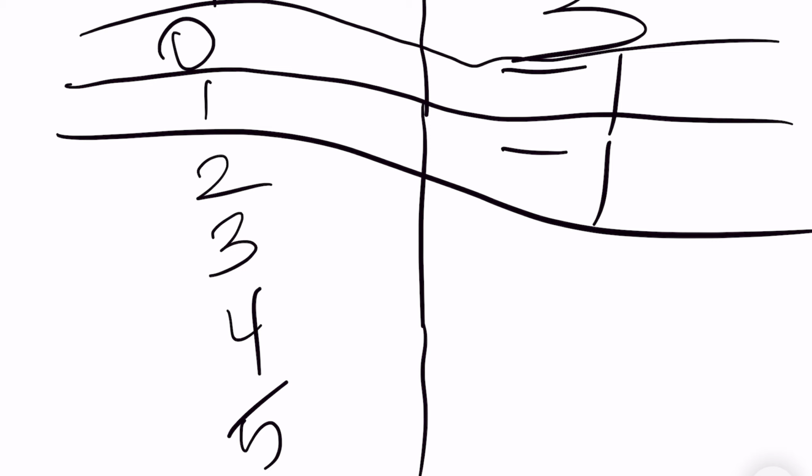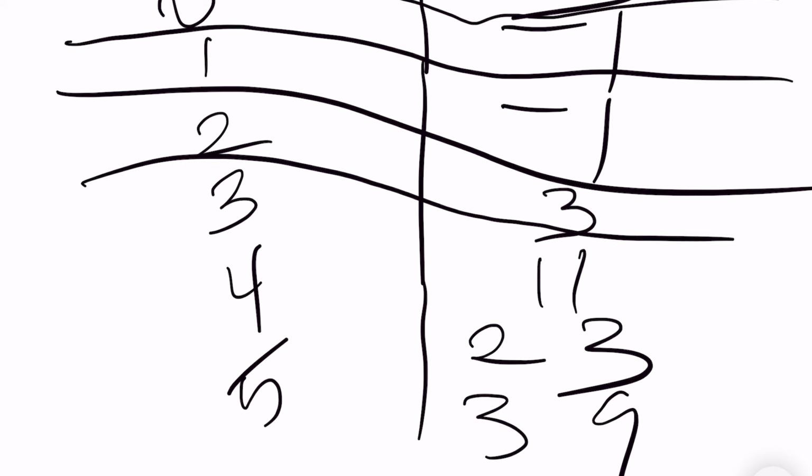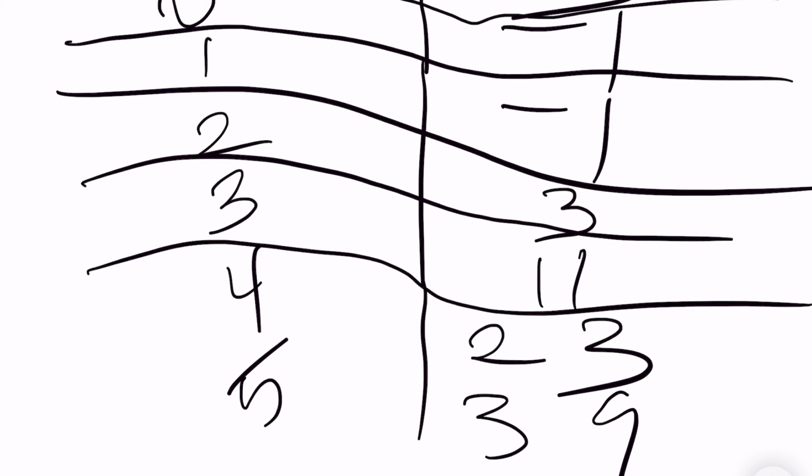Where x is 1, we have it to be minus 1. Where x is 2, we have it to be 3. Where x is 3, we have it to be 11. Where x is 4, we have it to be 23. And where x is 5, we have it to be 39.